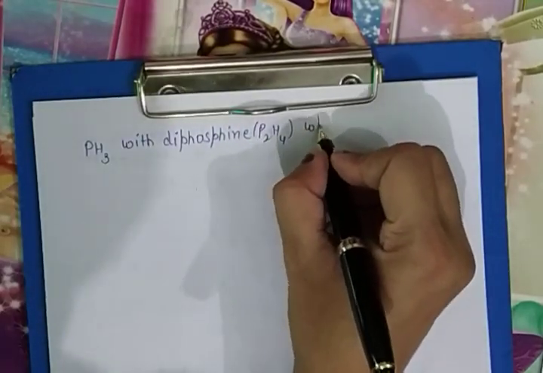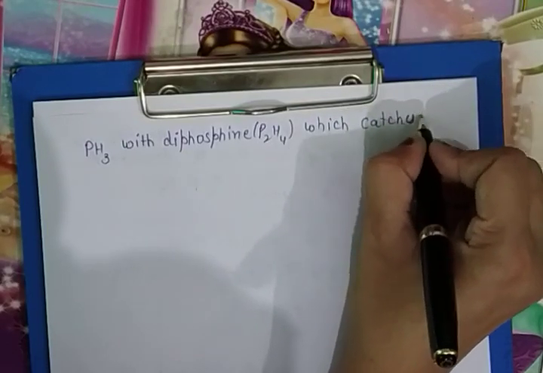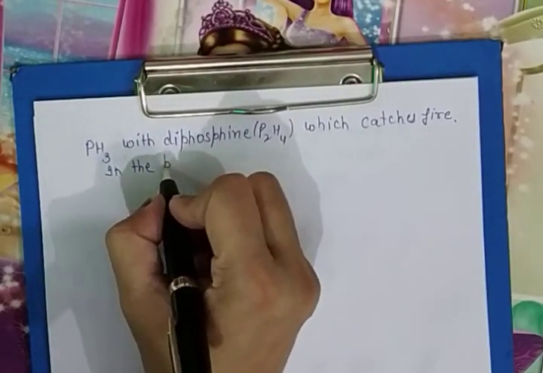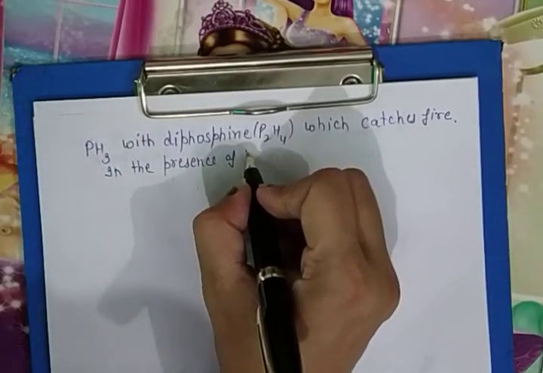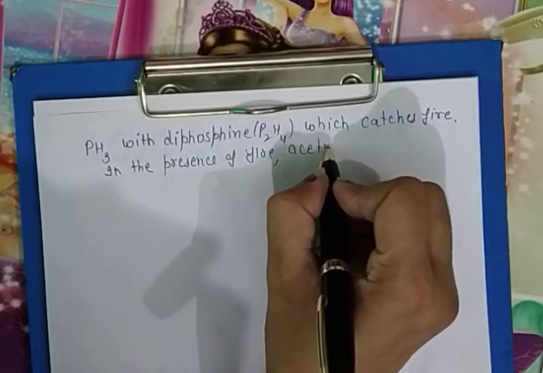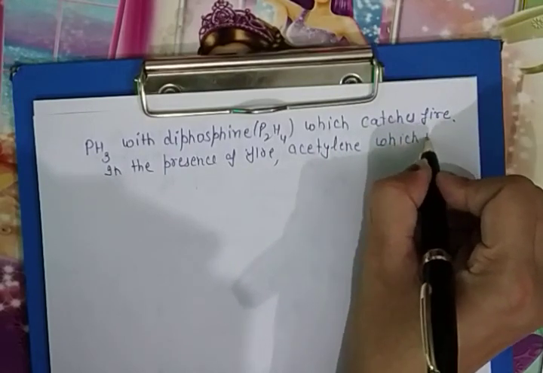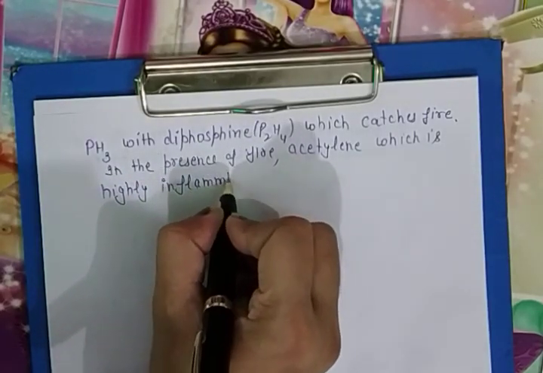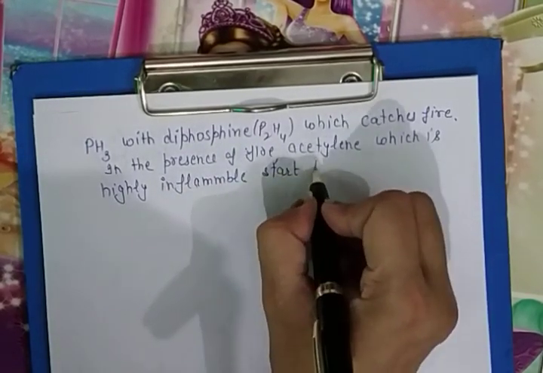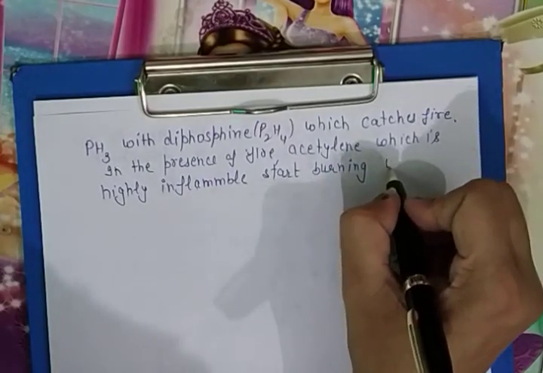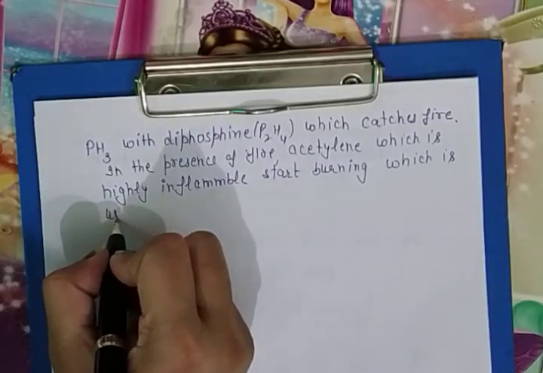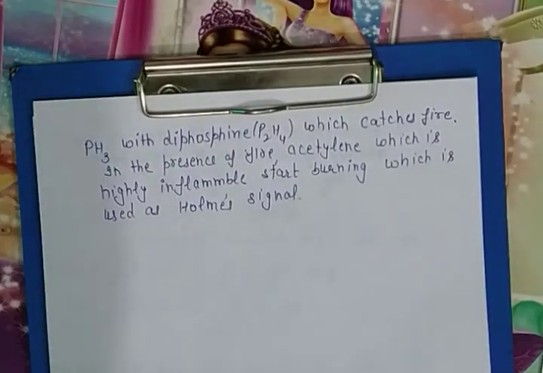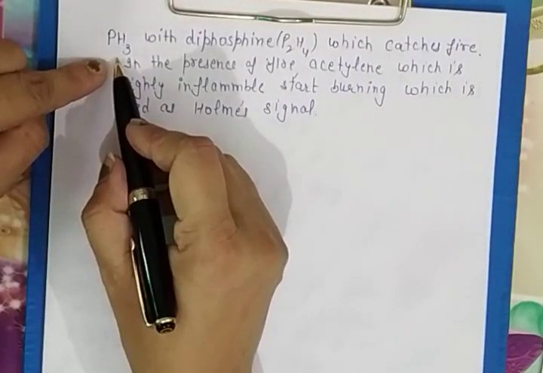which catches fire in the presence of fire. Acetylene, which is highly inflammable, starts burning. Which is used as Holmes signal. So this one is the use of phosphine, which is used as Holmes signal.